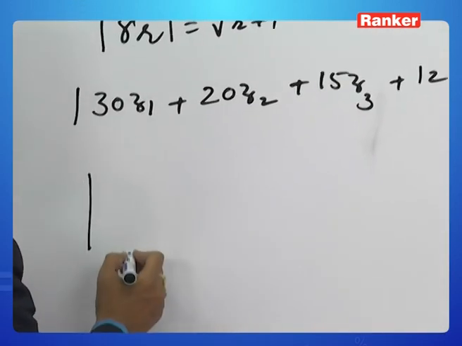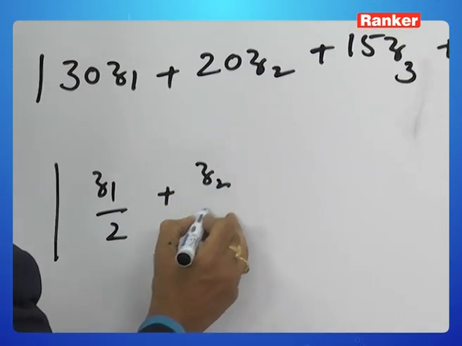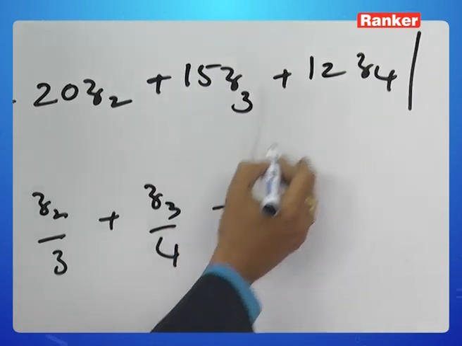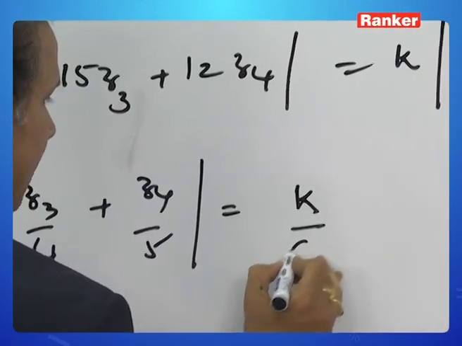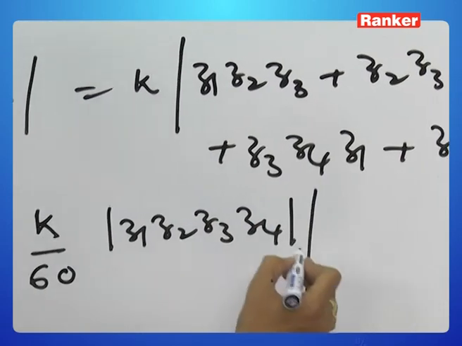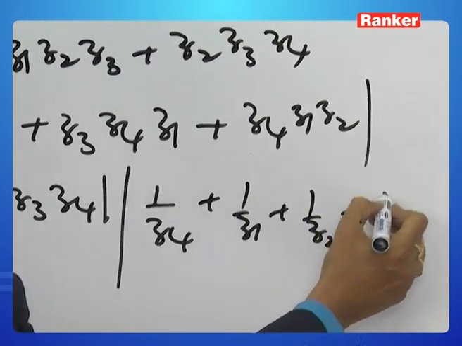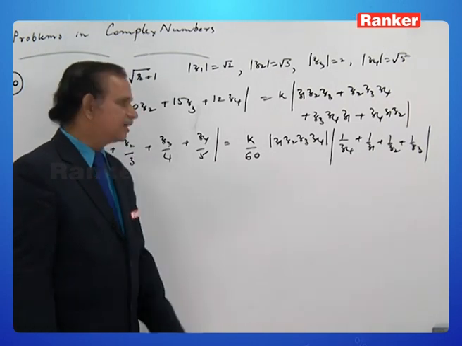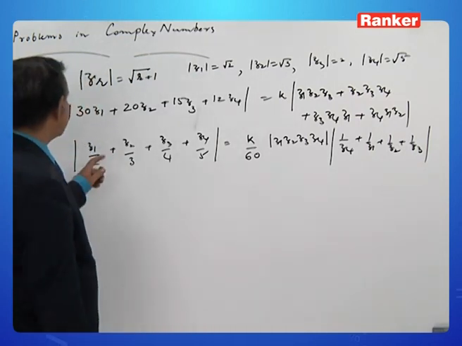Modulus of 30Z1/60 means Z1/2, 20Z2/60 means Z2/3, 15Z3/60 means Z3/4, plus Z4/5 is equal to K/60 into mod Z1, Z2, Z3, Z4 into mod 1/Z4 plus 1/Z1 plus 1/Z2 plus 1/Z3. I think you can say okay with that. We have just got mod Z1, Z2, Z3, Z4 out.